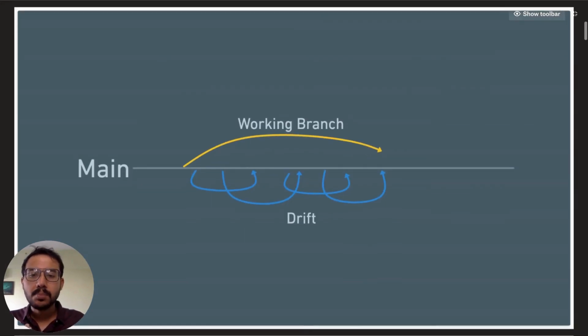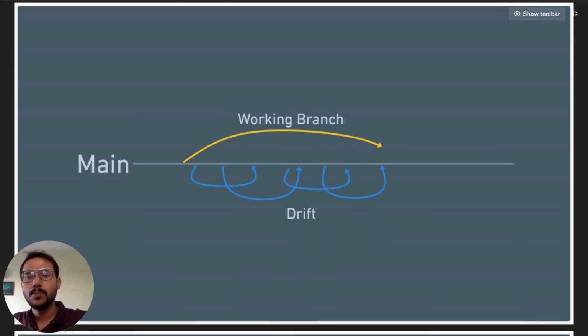What if our implementation takes a very long time to build? Sometimes the code in the main branch keeps on evolving and begins to diverge or drift from the working branch. When we are ready to merge, we might find a lot of merge conflicts due to this drift or divergence.